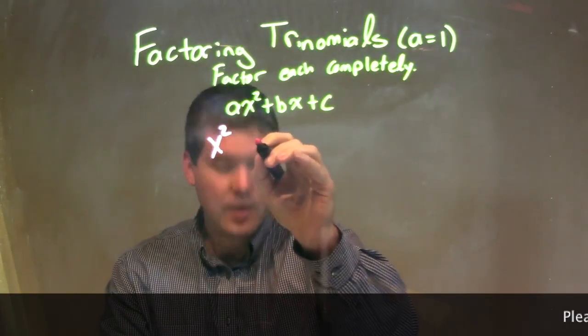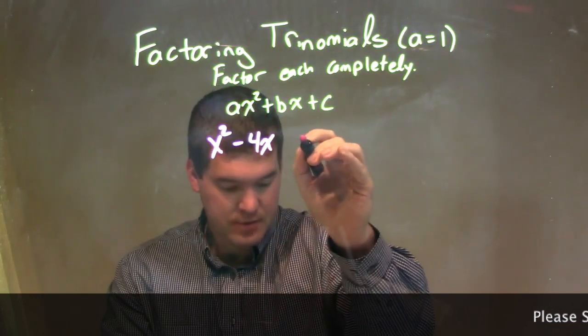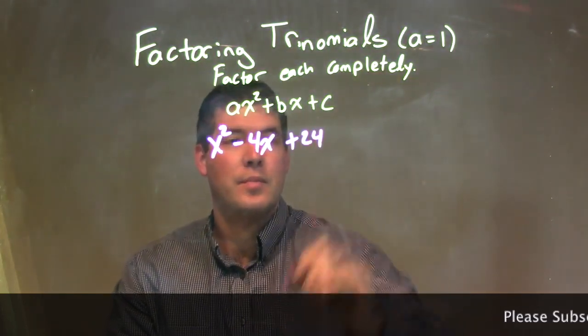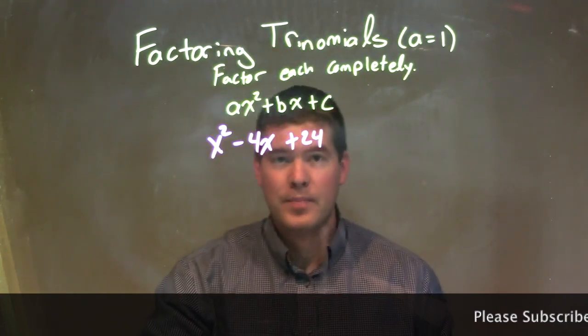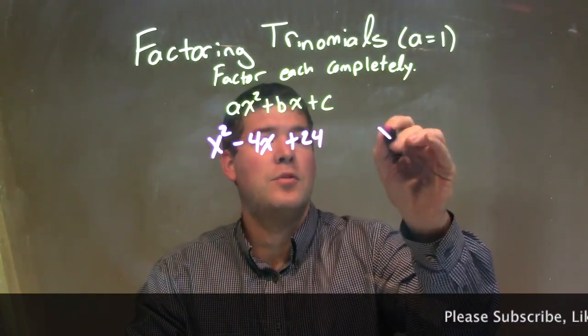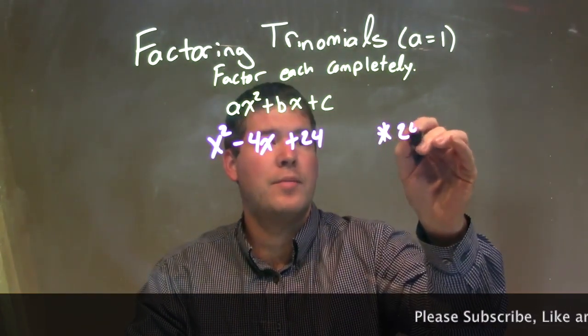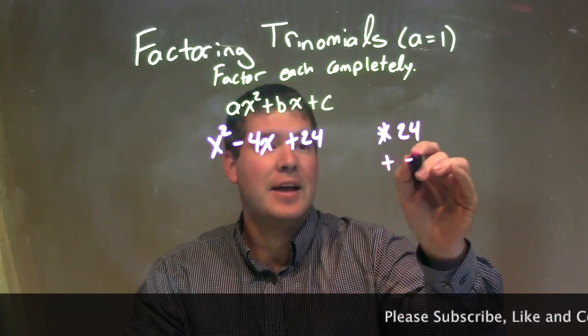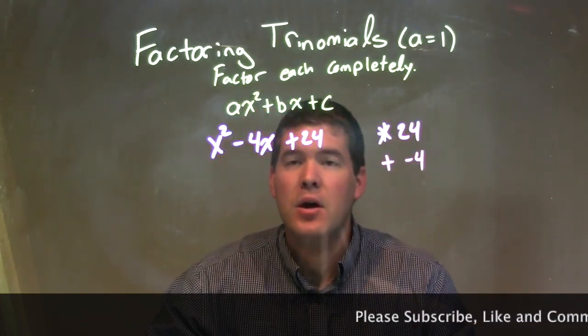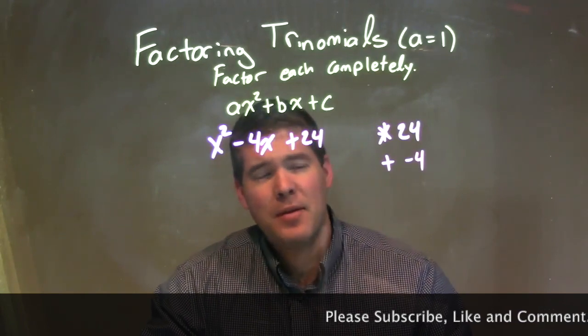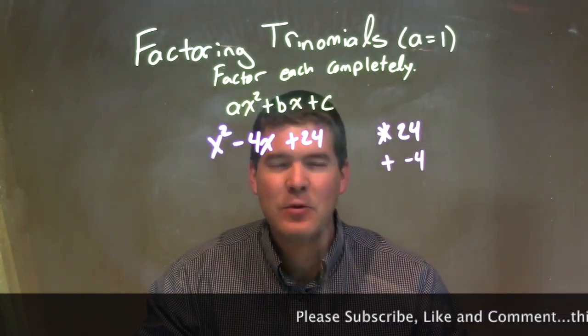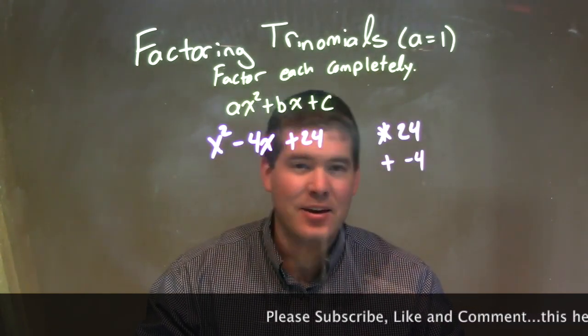X squared minus 4x plus 24. Okay? Since our a value is 1, what I'm going to ask myself here is what two numbers multiply to be 24 and add to be a negative 4. Well, at first when I'm thinking about this, I'm trying some things out. I'm having a difficult time finding two numbers there.